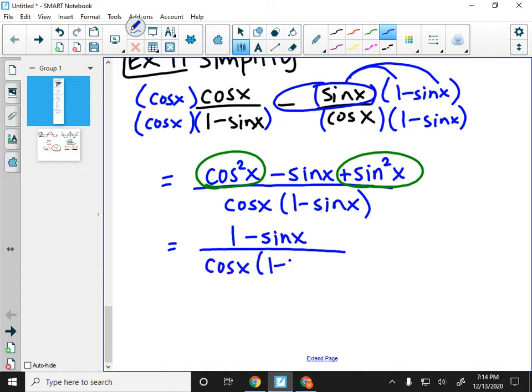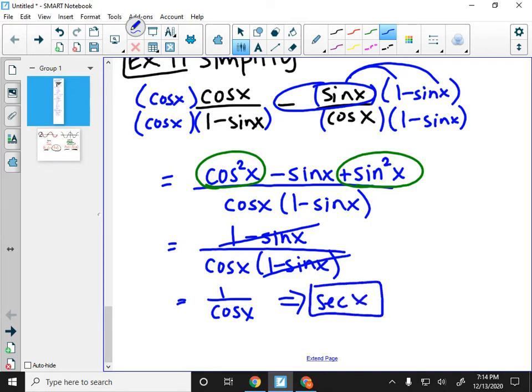In my denominator, I've got this, and then good news. As soon as you have a quantity, so a 1 minus sine, I can only cancel it if I have the exact same quantity in my denominator, which I do. I can cancel this entire thing right here with this entire thing right there, which leaves me with a 1 over cosine of x, which tells me that this one simplifies all the way down to just secant of x. Okay, so those are our simplifying ones.